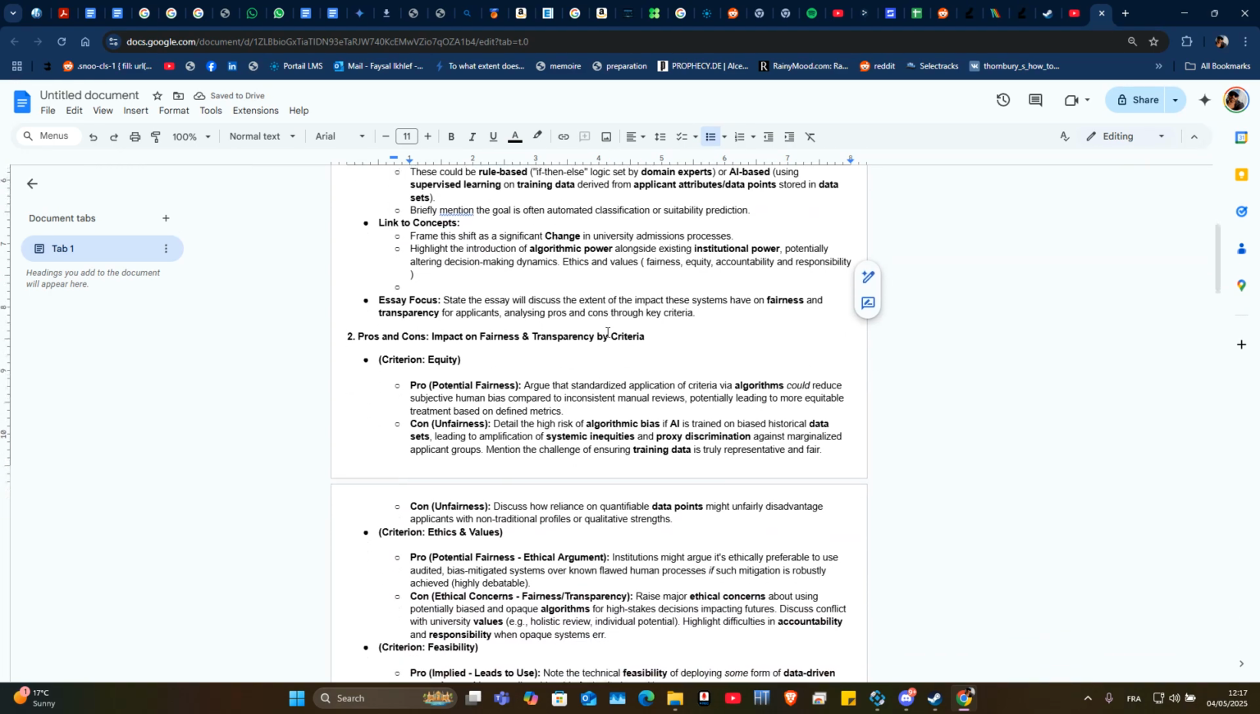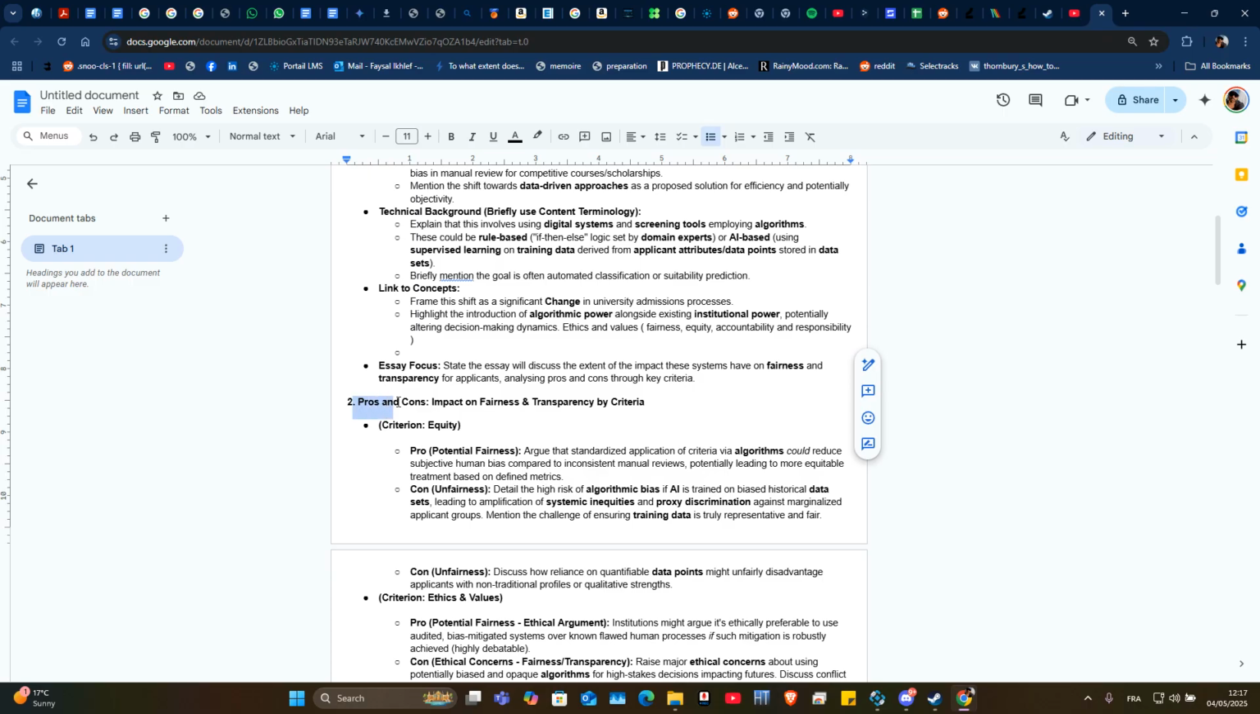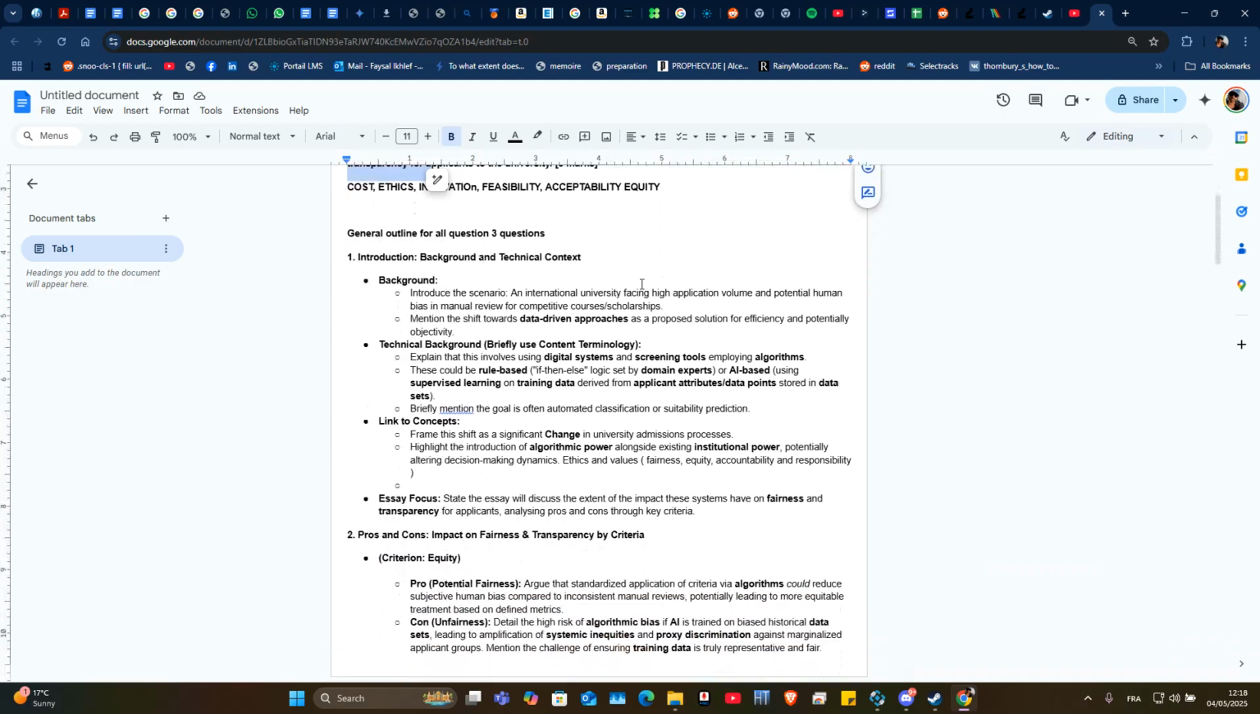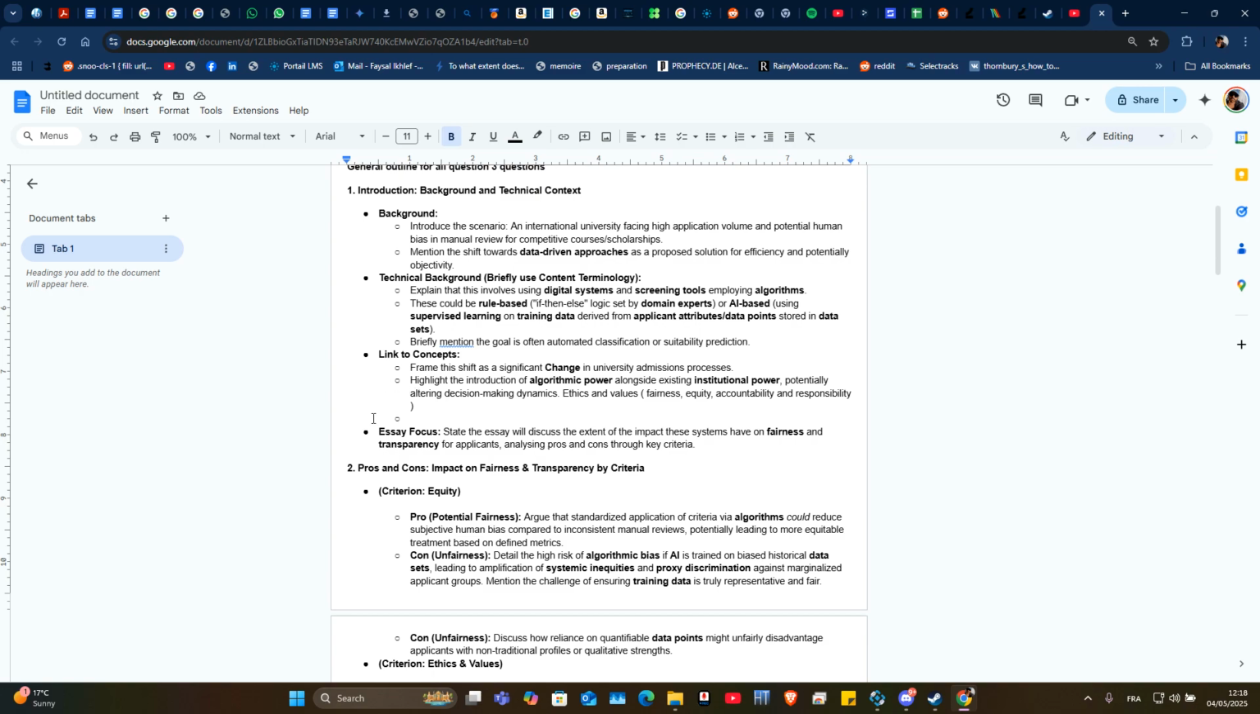So now you start the pros and cons, because look, why did I say pros and cons? Because look at the question, read the question. Discuss offers a balanced discussion of the good things, the bad things, a reflection of the things. Okay, so you have to cover all bases. So discuss the extent to which adopting data-driven applicant screening tools could impact fairness and transparency for applicants. So here we are going to look at the trade-offs, the good things, the bad things.